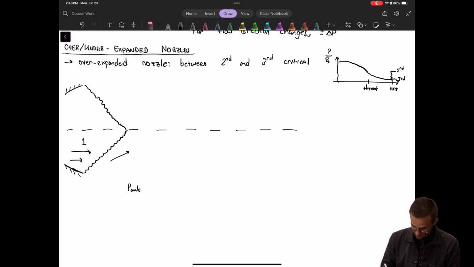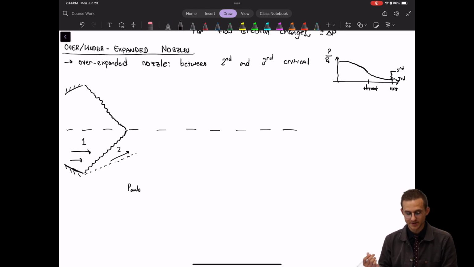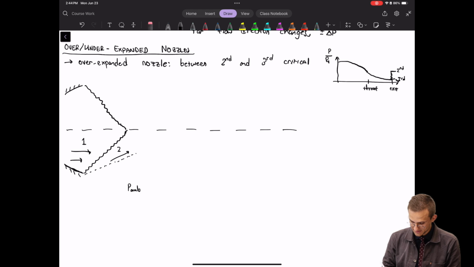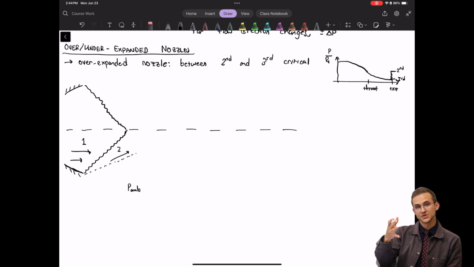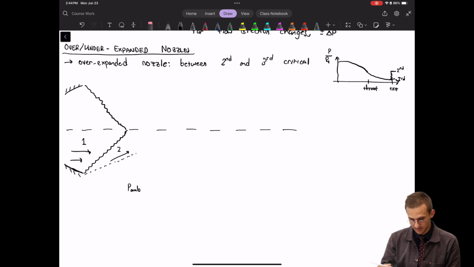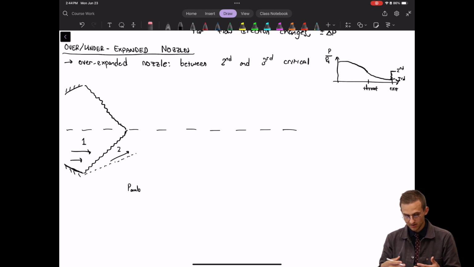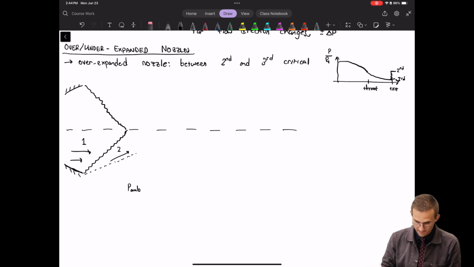You're going in this direction at station 2, but that region 2 has the same pressure as the ambient pressure, right? But that flow direction cannot continue because it will run into the center line, and by symmetry it would have to change direction and be parallel to the center line again. And so what happens is you get another oblique shock. Looks like that.